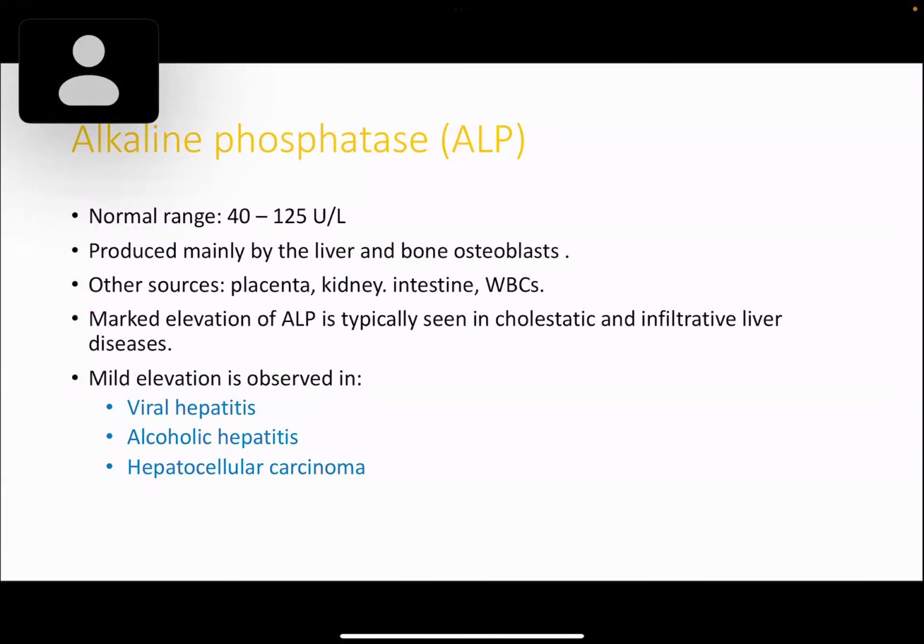The most commonly performed enzyme among these biliary or cholestatic enzymes is alkaline phosphatase. Normally, it ranges from 40 to 120 or 125 units per liter. Besides the production from the liver, alkaline phosphatase can also be produced by bone, especially from bone osteoblasts. Other sources include the placenta, especially during pregnancy, kidneys, intestine, and white blood cells.